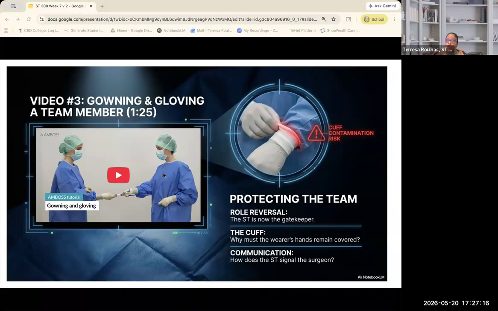Also, a lot of times your circulator can be the one assisting, like in the very first video we saw where the circulator helps and ties the person up. So the same thing can happen. The biggest thing is keeping that distance so that you're not right on top of each other.